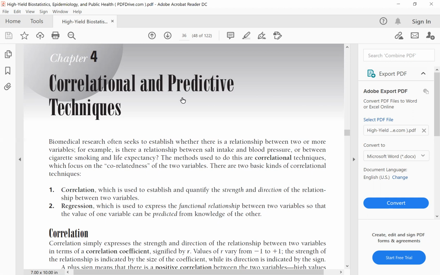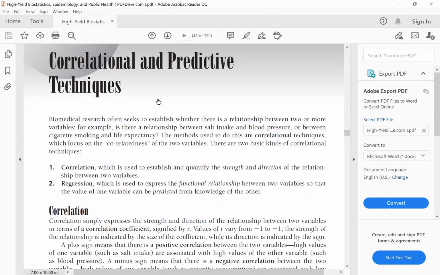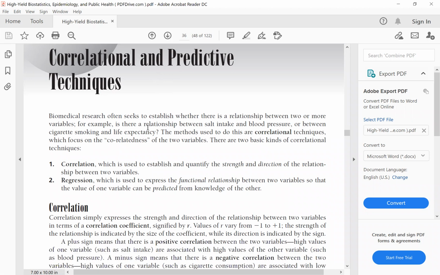So let's get started. Correlational and predictive techniques. Biomedical research often seeks to establish whether there is a relationship between two or more variables. For example, is there a relationship between salt intake and blood pressure, or between cigarette smoking and life expectancy?